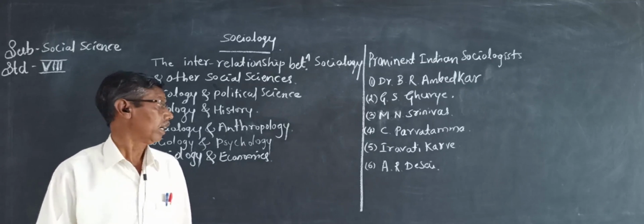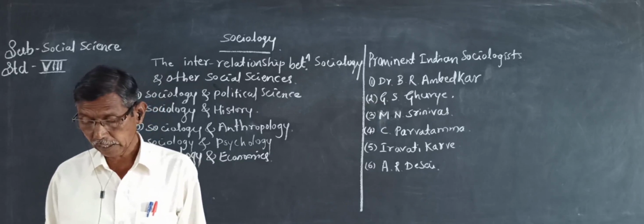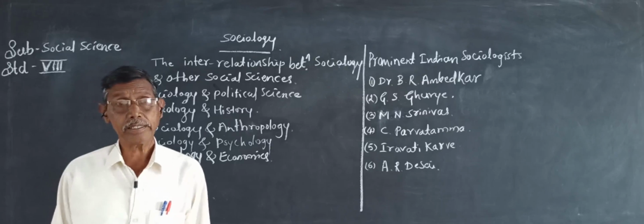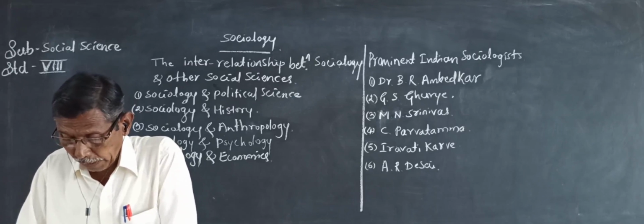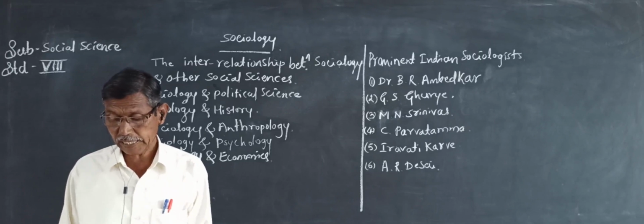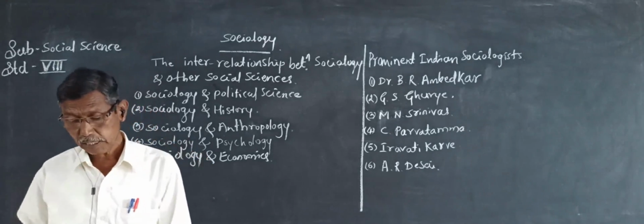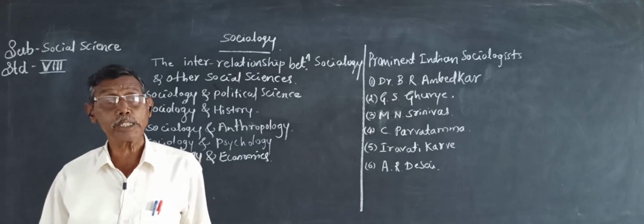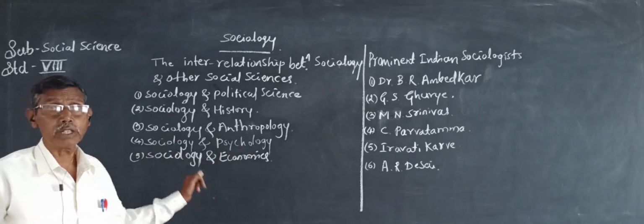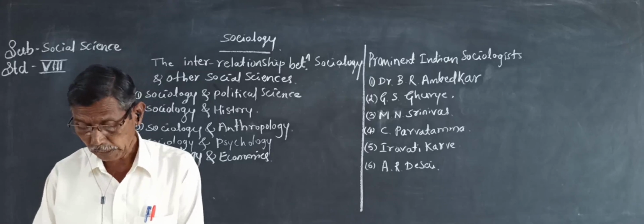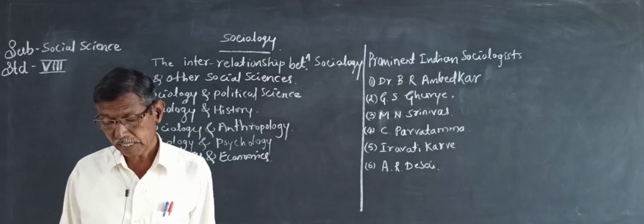Now, sociology and psychology. There is also an interrelationship between sociology and psychology. Psychology studies the different aspects of human beings, the behavioral aspects of the individual, whereas sociology seeks to study social behavior: the behavior of society, social interactions and functions of the society.